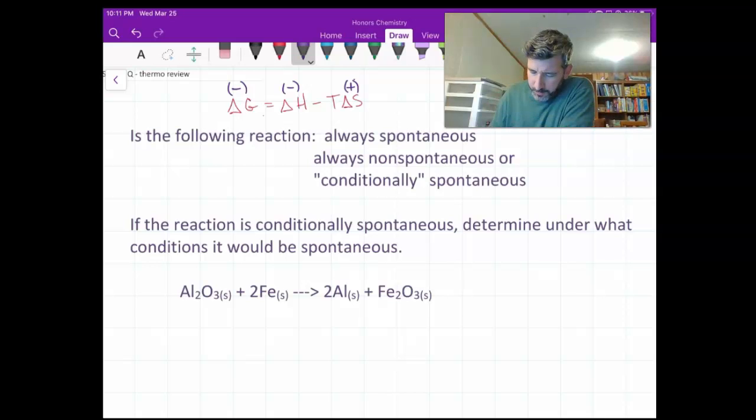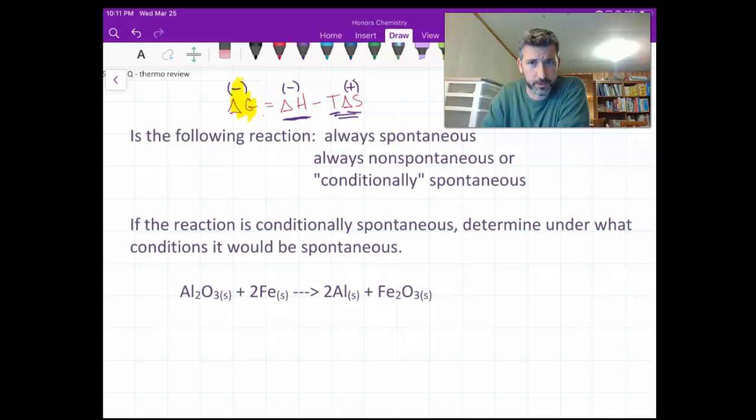Well, what we're doing then is we're taking a negative and we're subtracting a positive, because temperature is always positive because it's in kelvins. And a positive temperature times a positive change in S will give me a positive number. So again, a negative delta H minus a positive will always give me a negative answer. And a negative delta G means the reaction is spontaneous. So regardless of the Kelvin temperature, anytime I have negative delta H and positive delta S, it's going to result in a spontaneous reaction.